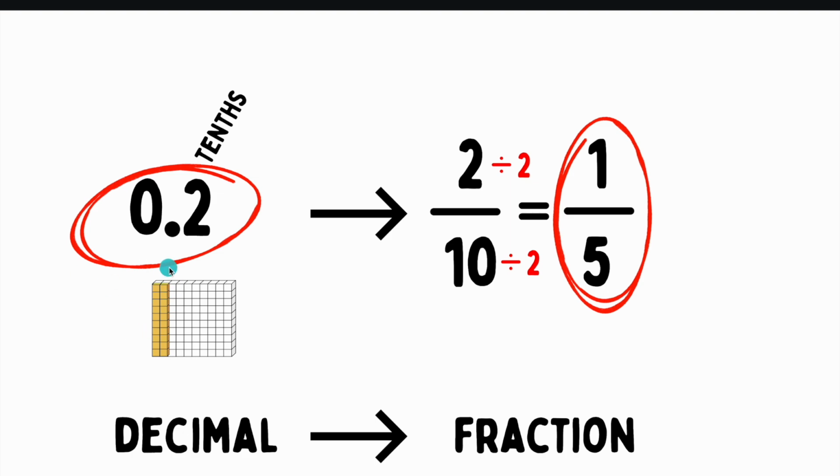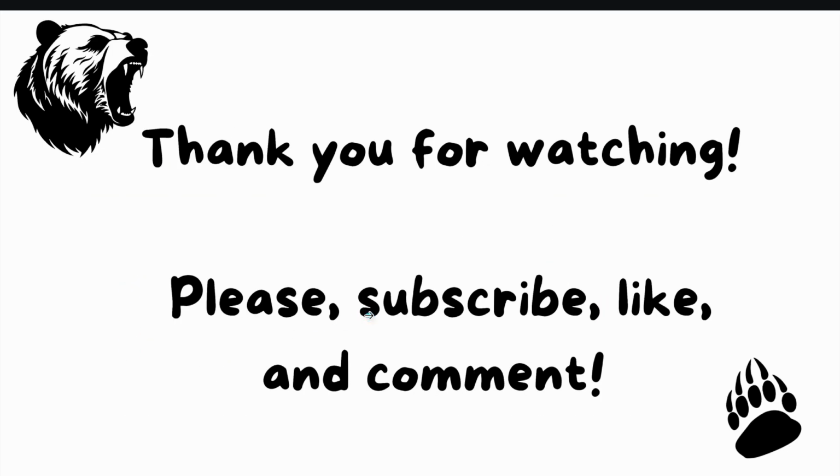We notice here that if we make fifths, 1/5, 2/5, 3/5, 4/5, and 5/5, we have 1/5 of 100, or 2 out of 10. 2 tenths.